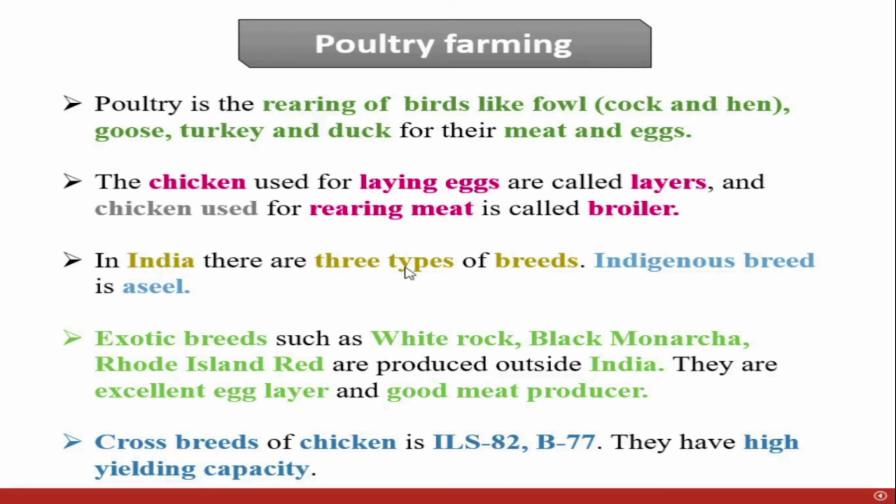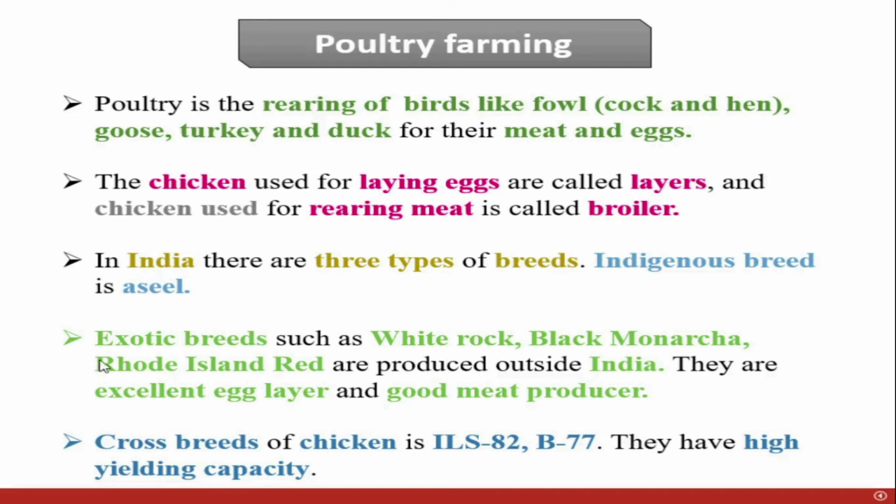In India, there are three types of breeds. First one, indigenous breed. Indigenous is nothing but these kinds of breeds maintained and reared in our country. That is called an indigenous breed. The best example is Aseel.